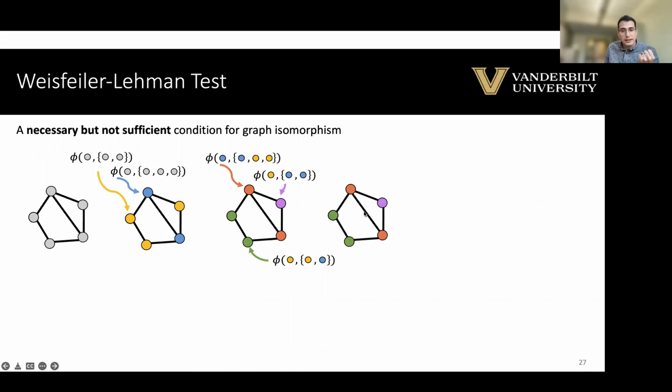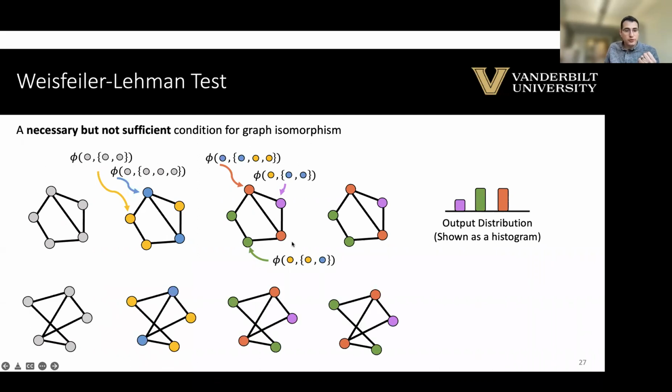And then if we repeat it one more time, we see that nothing changes, meaning that the distribution of the colors is not going to change any longer. So we are finished in that case. And then we look at the output distribution, which is the distribution of the colors for this graph. So we see we have 2 red nodes, 2 green nodes, and 1 purple node.